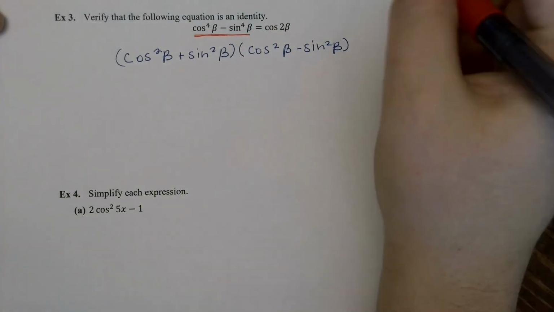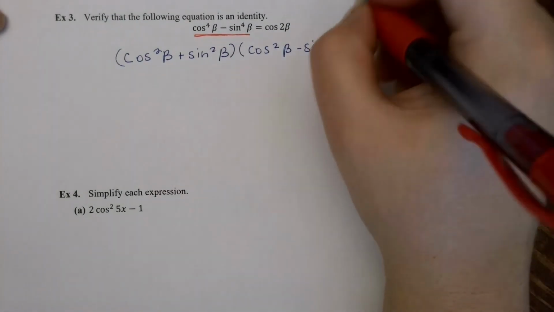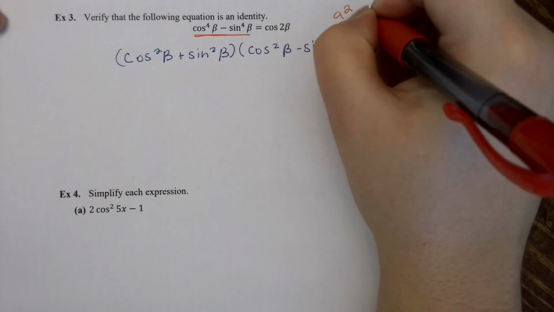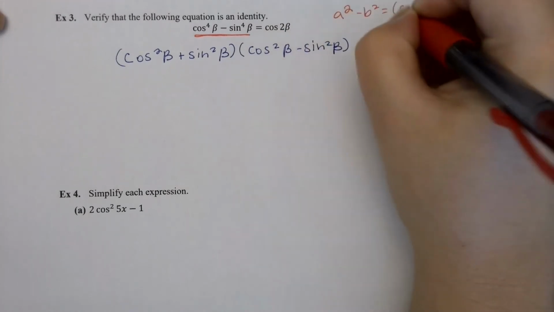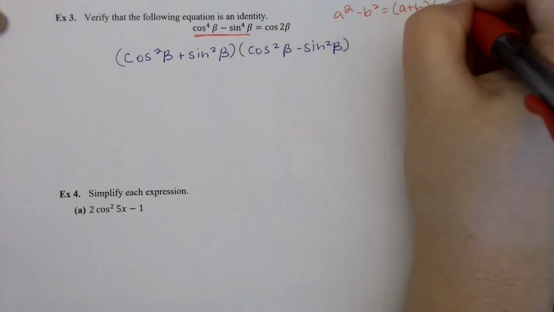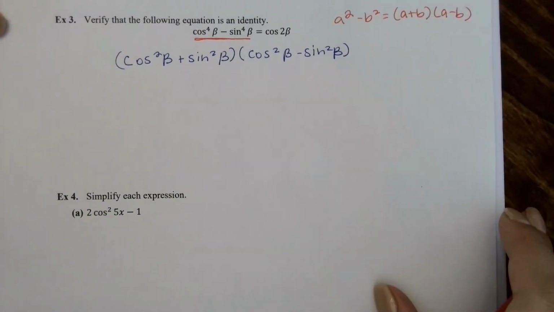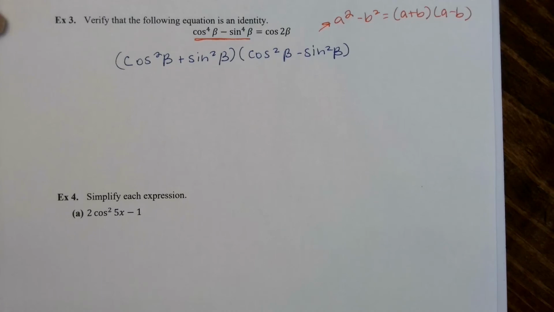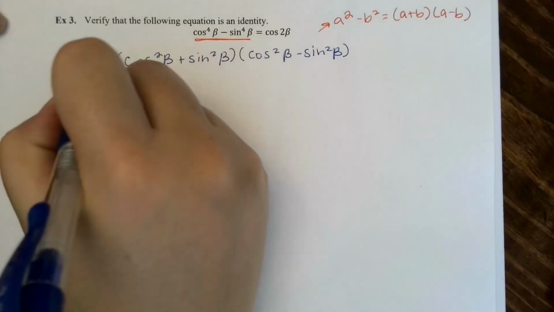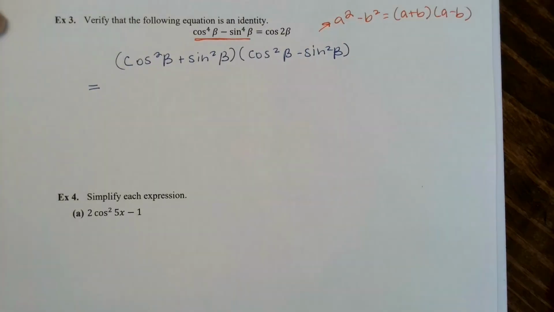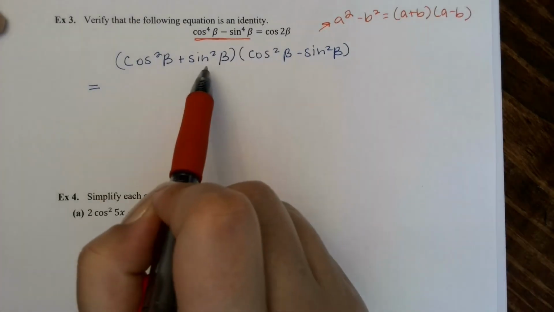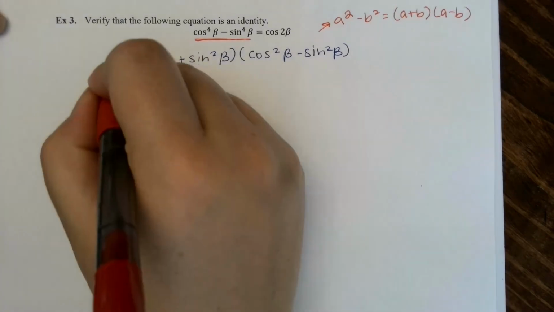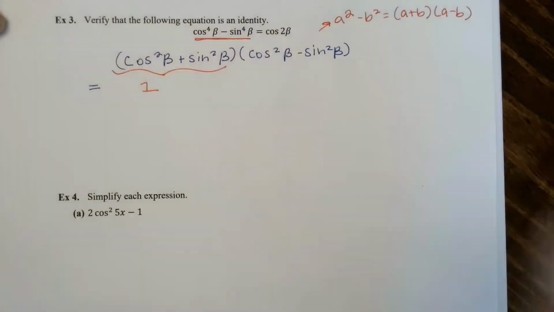Okay, so this is difference of perfect squares. This is from college algebra. A squared minus b squared equals a plus b times a minus b. Okay, so you'll need to remember how to factor from algebra in order to solve these. Okay, another identity we know is that cosine squared beta plus sine squared beta is equal to 1. So it's equal to 1.